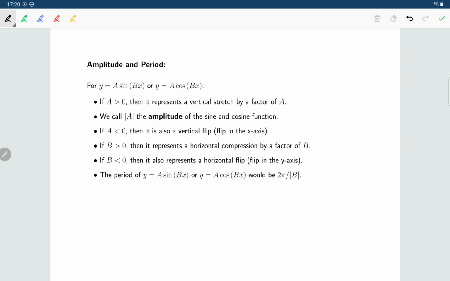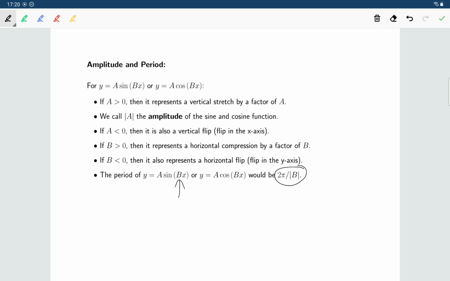And so one thing that we know, of course, is that when you're doing a horizontal transformation, you're dividing every x coordinate by that value. So not a big surprise then that when we're talking about our period, the period is 2 pi, the original period, divided by the absolute value of b.